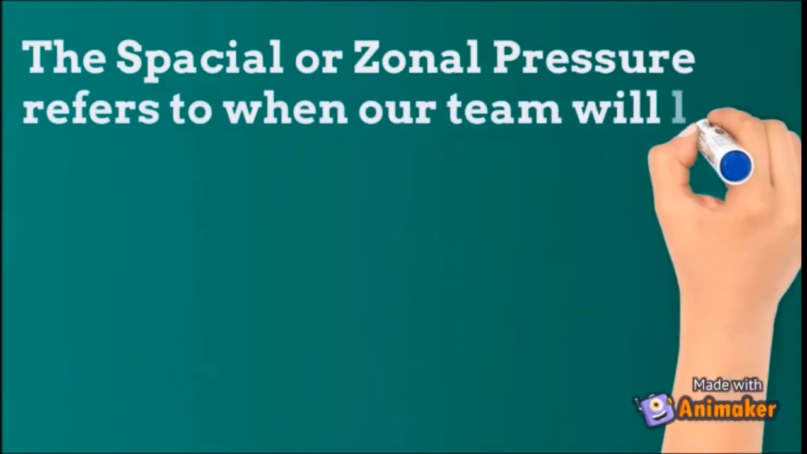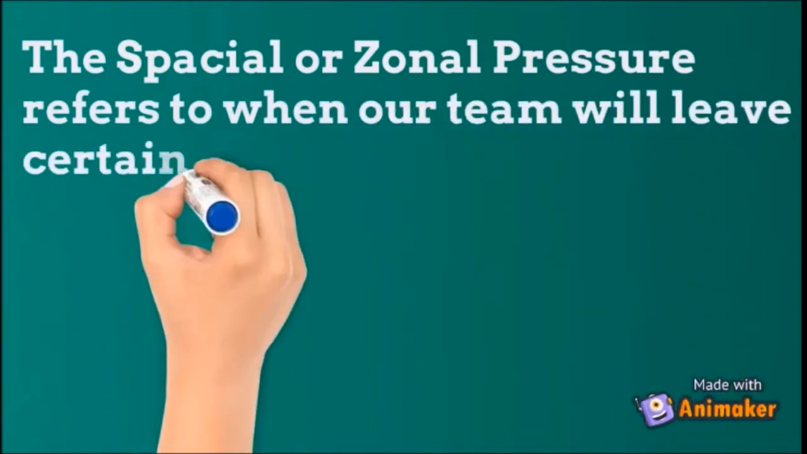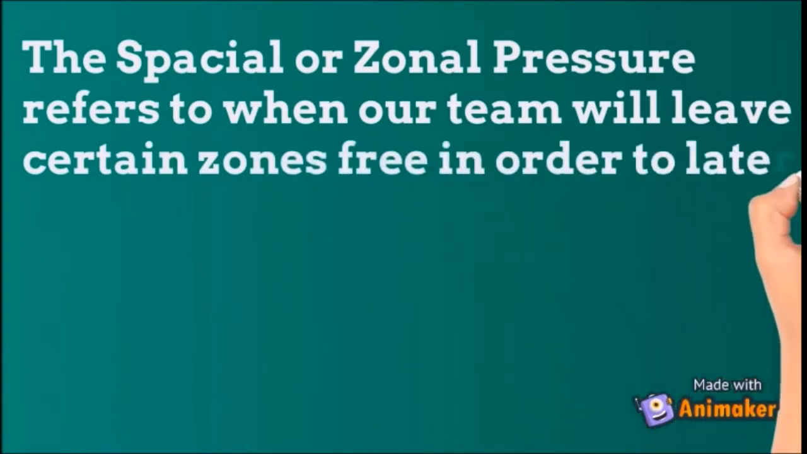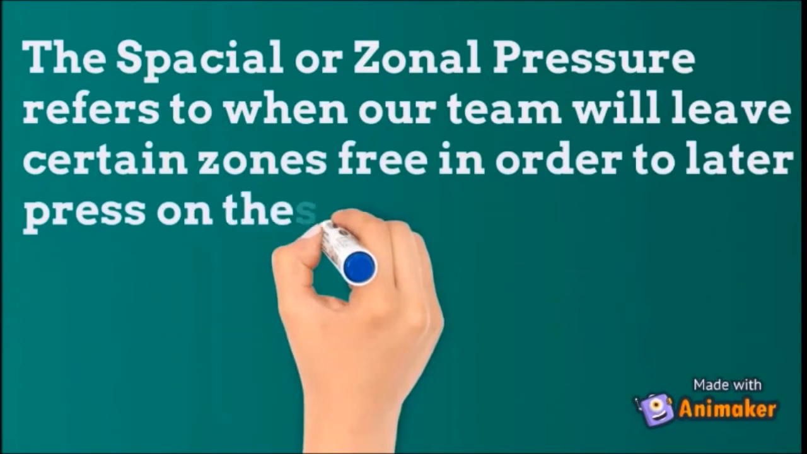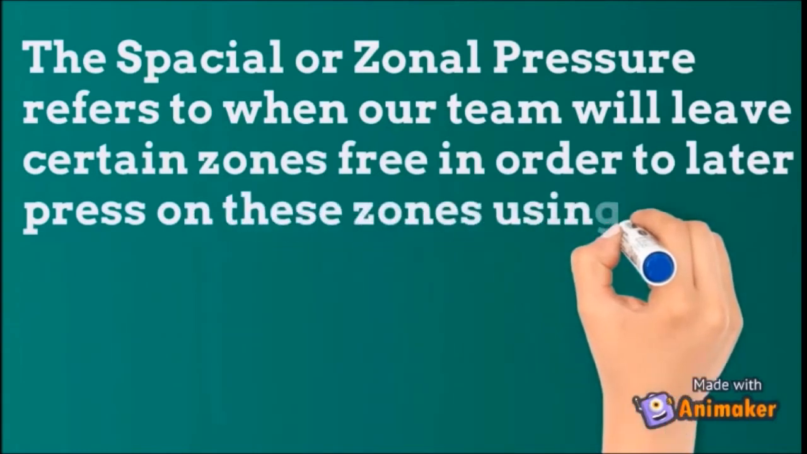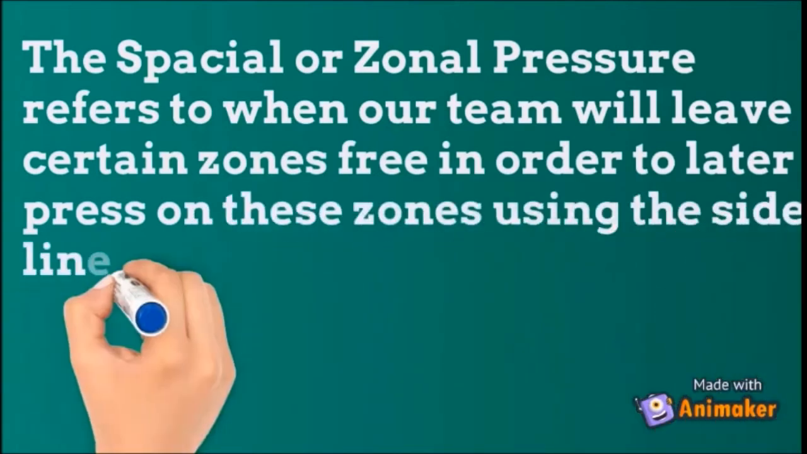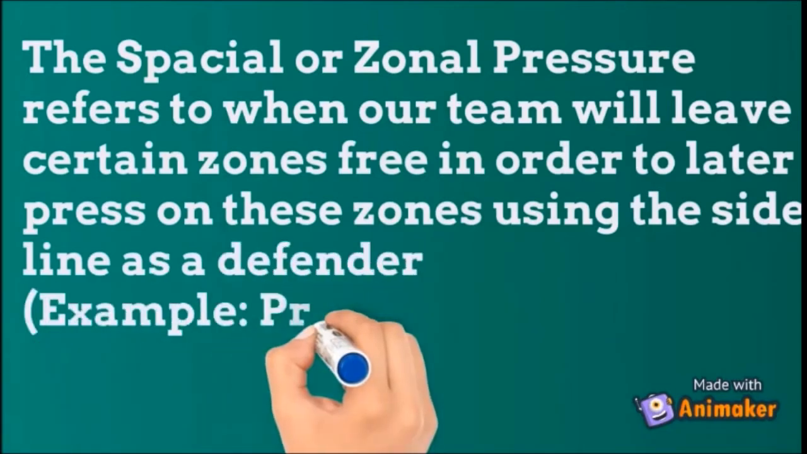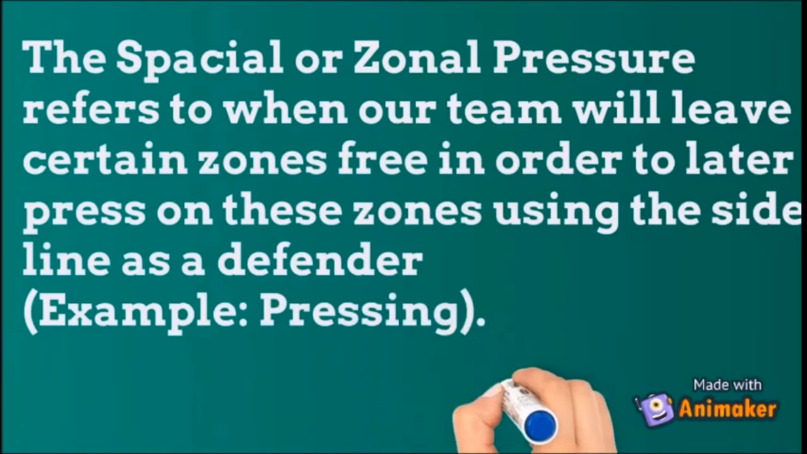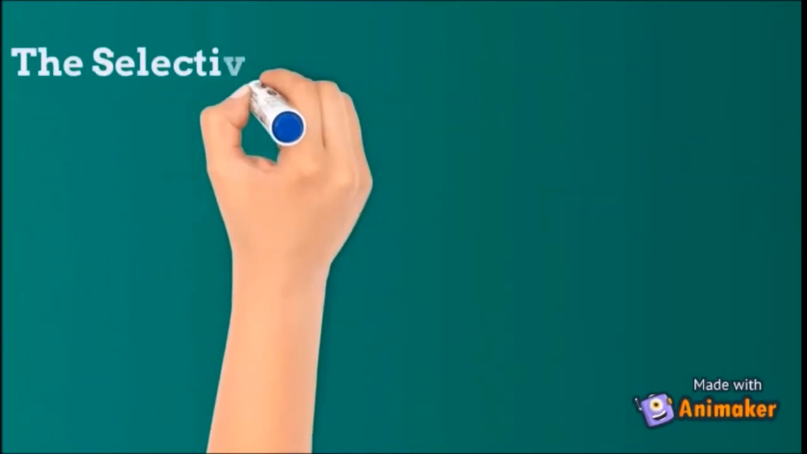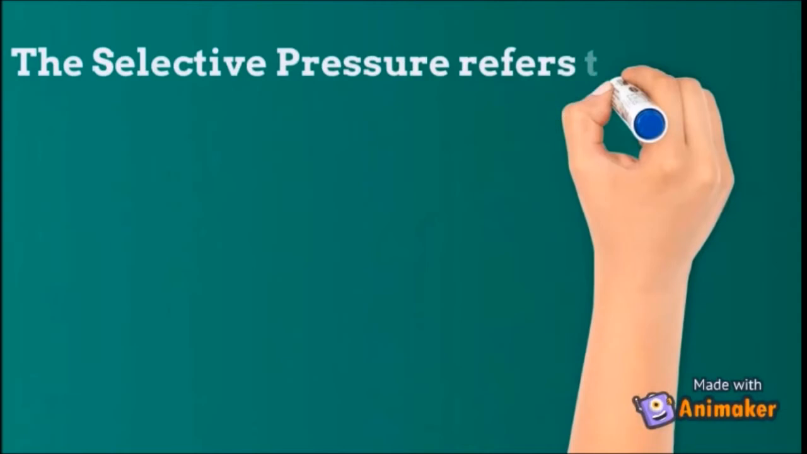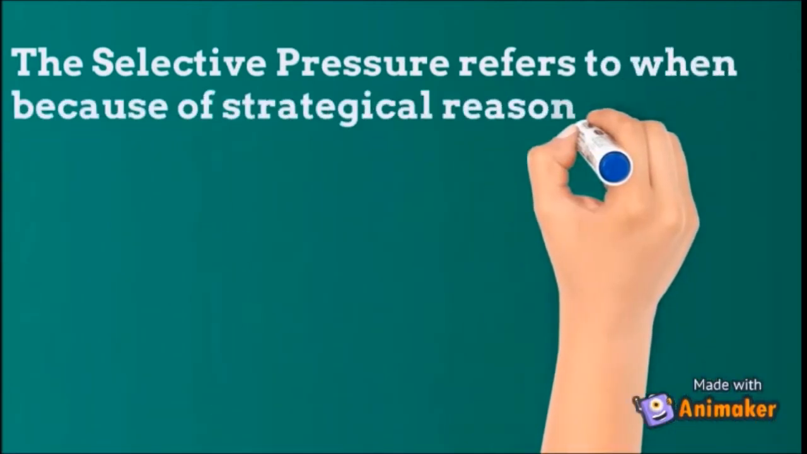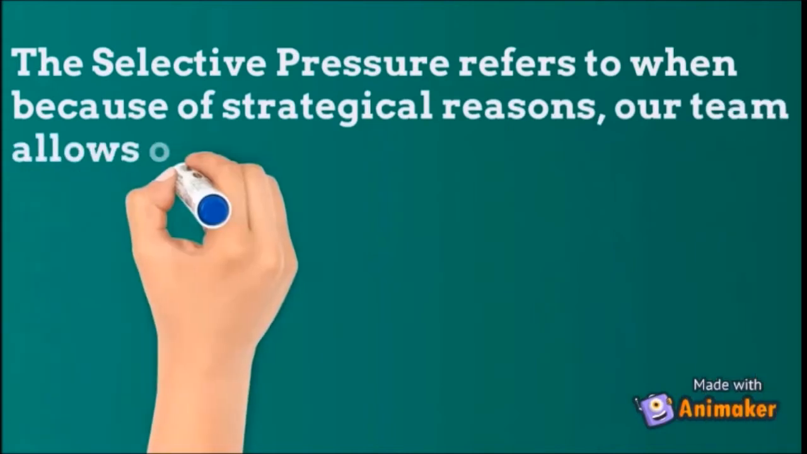The spatial zonal pressure refers to when classically our team will leave zones free. So we're going to try to invite the team to go to those zones, and then we're going to press. Normally, it's on the sides of the pitch, and it's classically known as pressing. We're using the sidelines as a defender, for example.